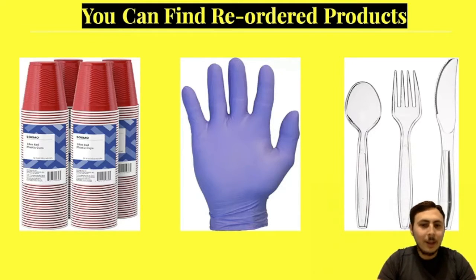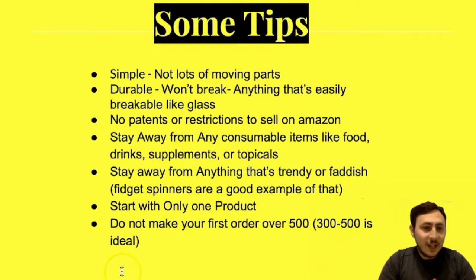So, lastly, let's look at some final tips. Find simple and durable products. Search patents of products. Stay away from this type of product. Also, you have to stay away from any consumable items like food, drinks, supplements, or topicals. Also, anything that's trendy or fetish. Fidget spinners are a good example of that.